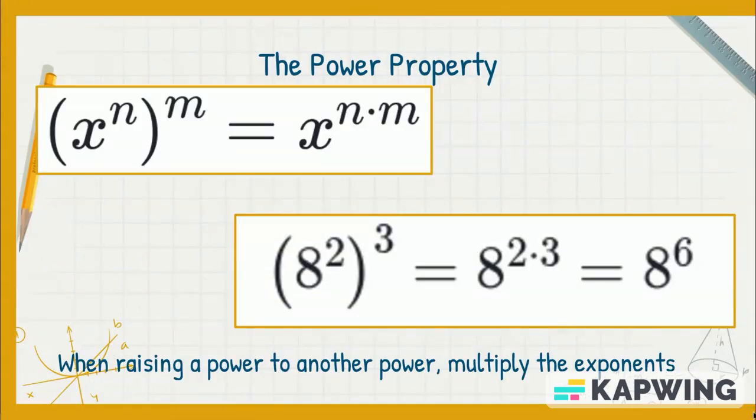Next, we have the power property. This is the one that states when you're raising a power to another power, you can multiply the exponents. As you can see, 8 represents our x, 2 represents our n, and 3 represents our m. We can take these two exponents and multiply them times each other to get a total of 8 to the power of 6.